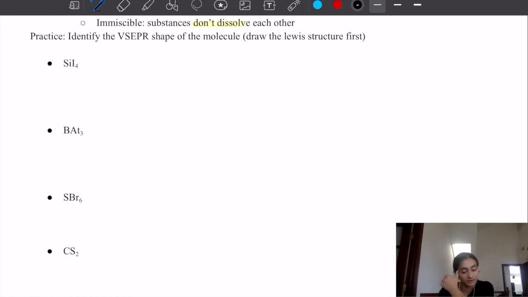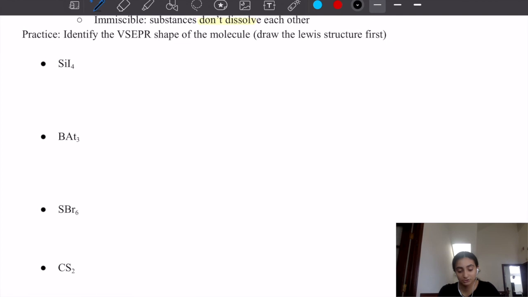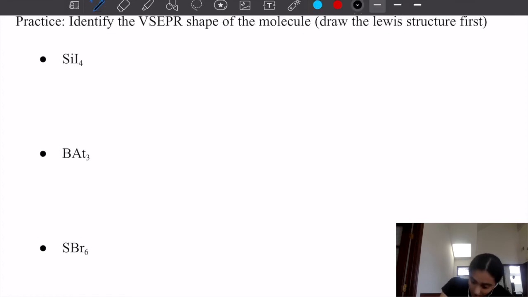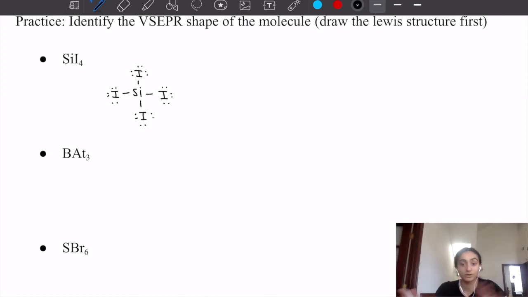We're going to start with silicon tetraiodide. So I'm going to start by drawing the Lewis structure. I'm not going to draw the circles, I'm just going to draw the bonds. Silicon has 4 bonds, so there are 4 atoms bonded to the central atom. Each iodine has 3 lone pairs. But because silicon has 4 valence electrons, it has no lone pairs. Therefore, with 4 atoms bonded to the central atom and no lone pairs on the central atom, we have tetrahedral.